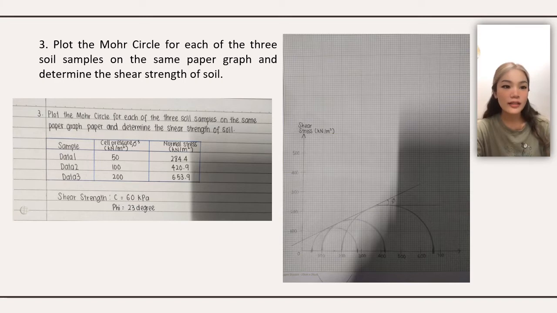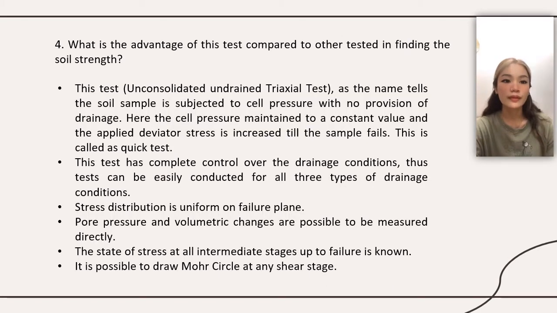Plot the Mohr circle for each of the 3 soil samples on the same graph paper and determine the shear strength of soil. Number 4. What is the advantage of this test compared to other tests in finding the soil strength? First, this test is the unconsolidated undrained triaxial test. As the name tells, the soil sample is subjected to cell pressure with no provision of drainage. Here the cell pressure is maintained at a constant value as the applied deviator stress is increased till the sample fails. This is called a quick test.